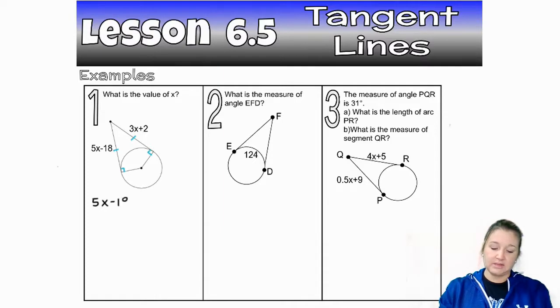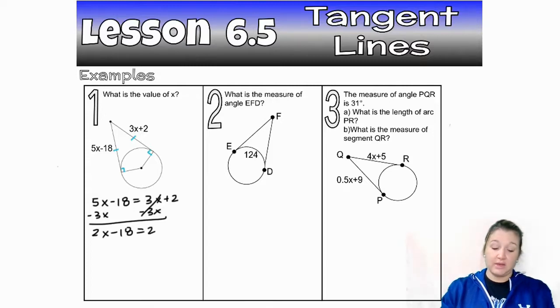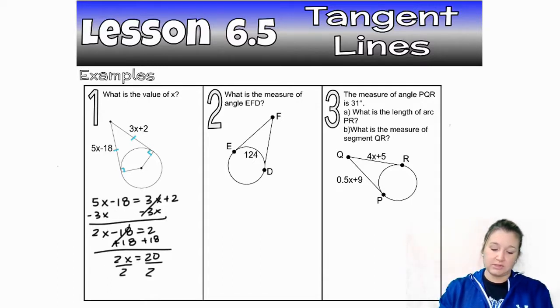5x minus 18 is going to be equal to 3x plus 2. So I'm going to subtract 3x from each side, and then I get 2x minus 18 equals 2. Then I'll add 18 to both sides, and then I get 2x is equal to 20. And then lastly, divide by 2, and so x is equal to 10.